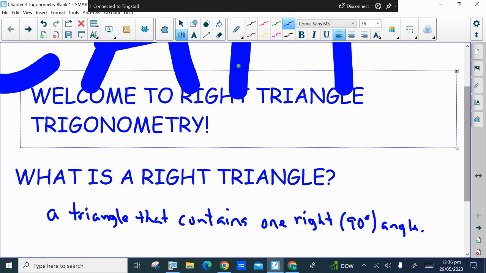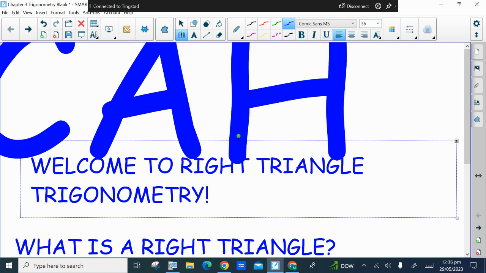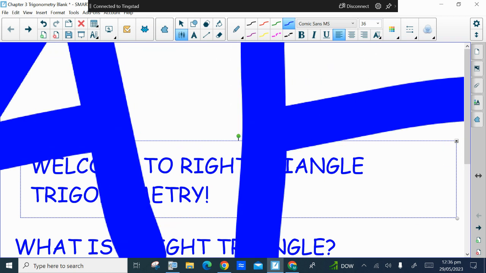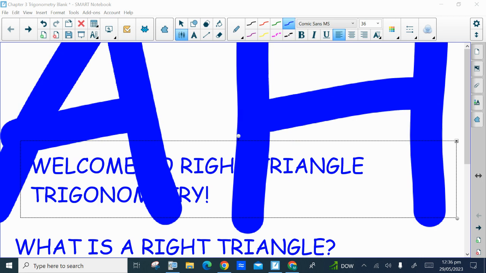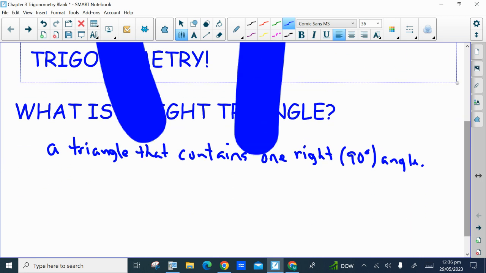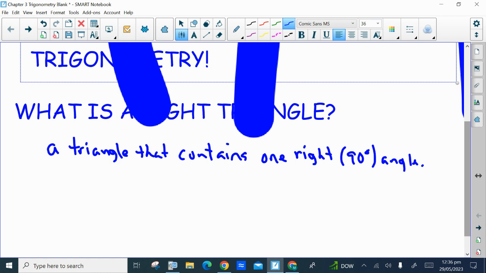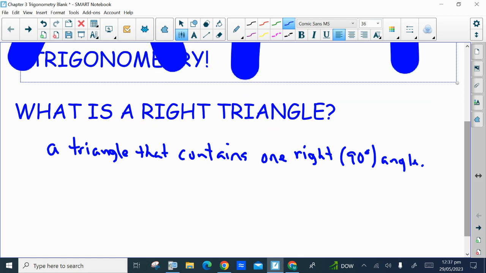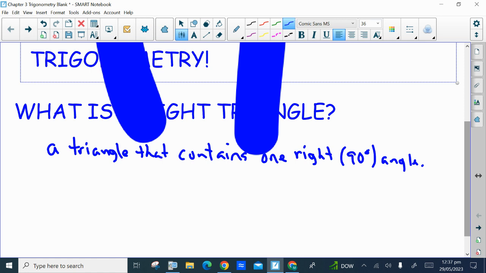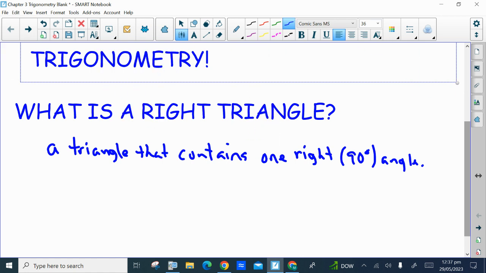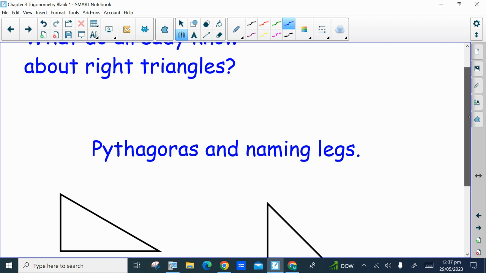using something called SOHCAHTOA, which is what that thing is that's kind of flashing there on the screen. Okay, so we'll see what that is. We'll see how we use it, but we're going to be using what are known as trig ratios to find missing sides and missing angles in right triangles that have a 90-degree angle in them. What do we already know about right triangles?